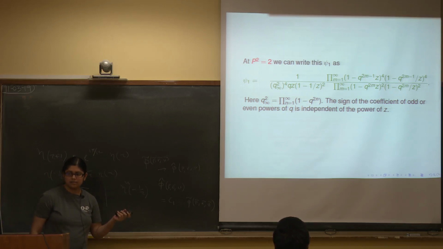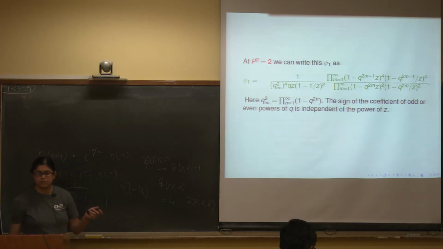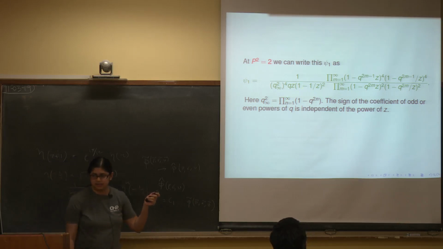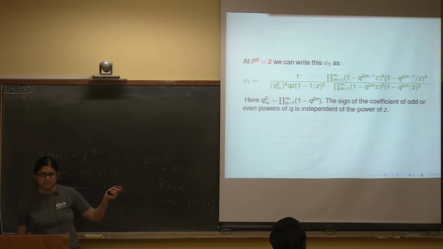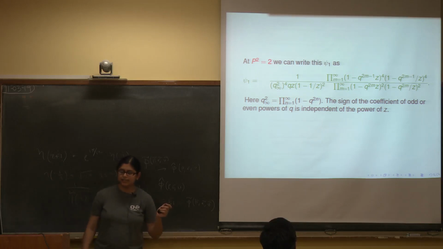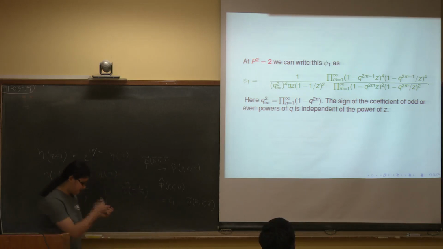This is basically the Euler phi function with the 2 tau, and so the sign of odd and even powers of q actually becomes independent of z. The power of z is actually related to this thing, this q dot p. Z is the chemical potential with respect to this q dot p.